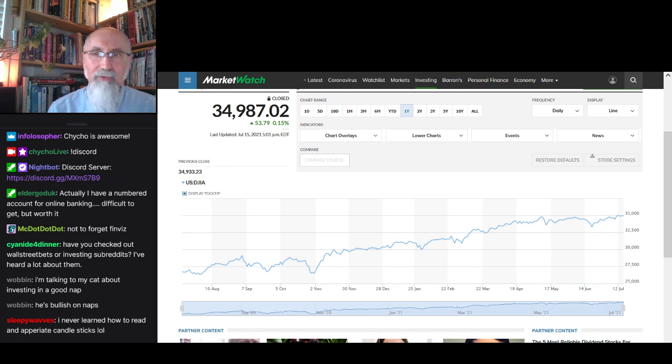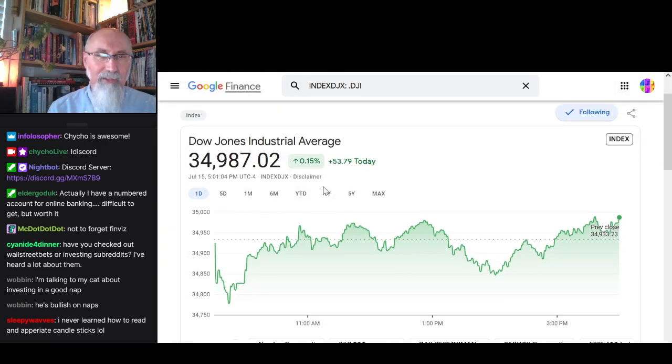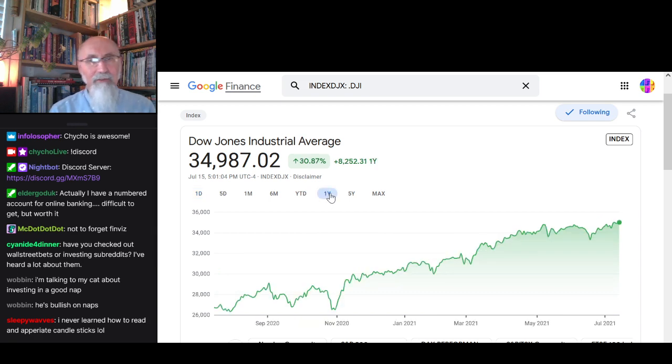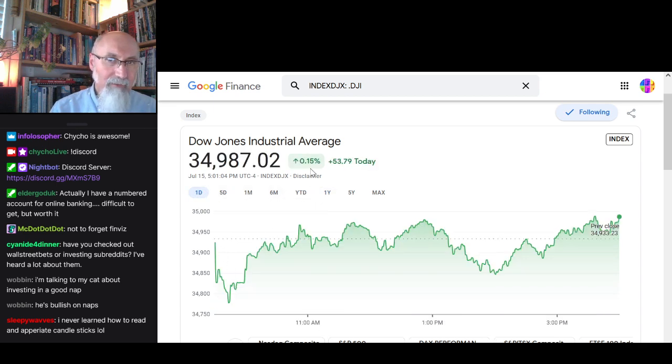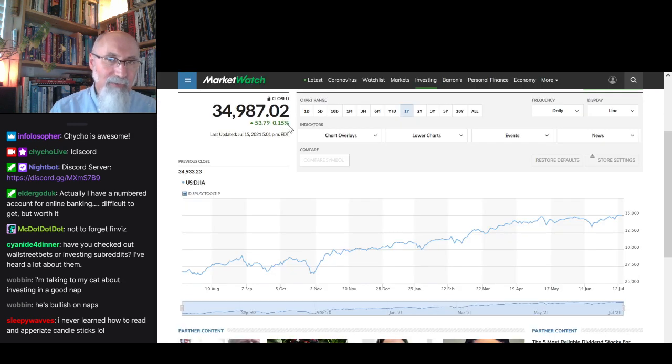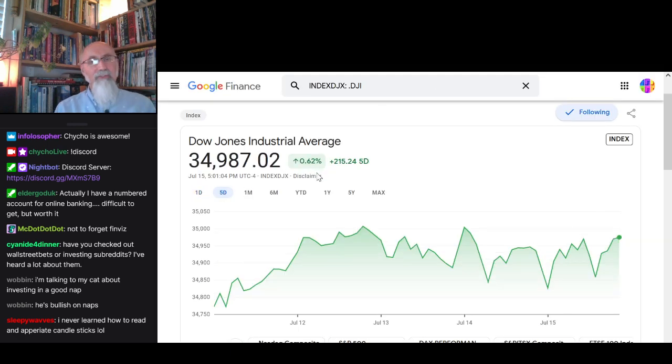Here's one reason I do Google. Take a look at this. Let's go to Dow Jones. Here's the Dow. If you click on 1 year on Google Finance, and I know other websites do this, it tells you how much the Dow has increased in 1 year: 30% in the last year. You can go one day, went up 0.15%, that's what's showing here. But this is only showing the 1 day. If you go here, 5 days, it's gone up 0.62%.